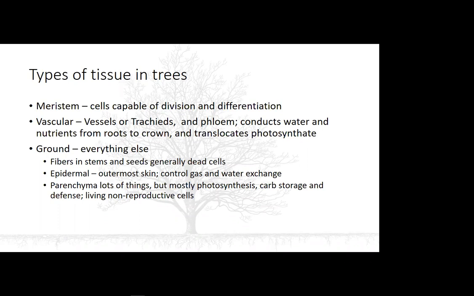So for example, in an oak tree, it is in the parenchyma where tannin is produced. The parenchymal cells are living but non-reproductive cells. That is, they have all the machinery, but they cannot make new cells. The only tissues that make new cells are the meristem.